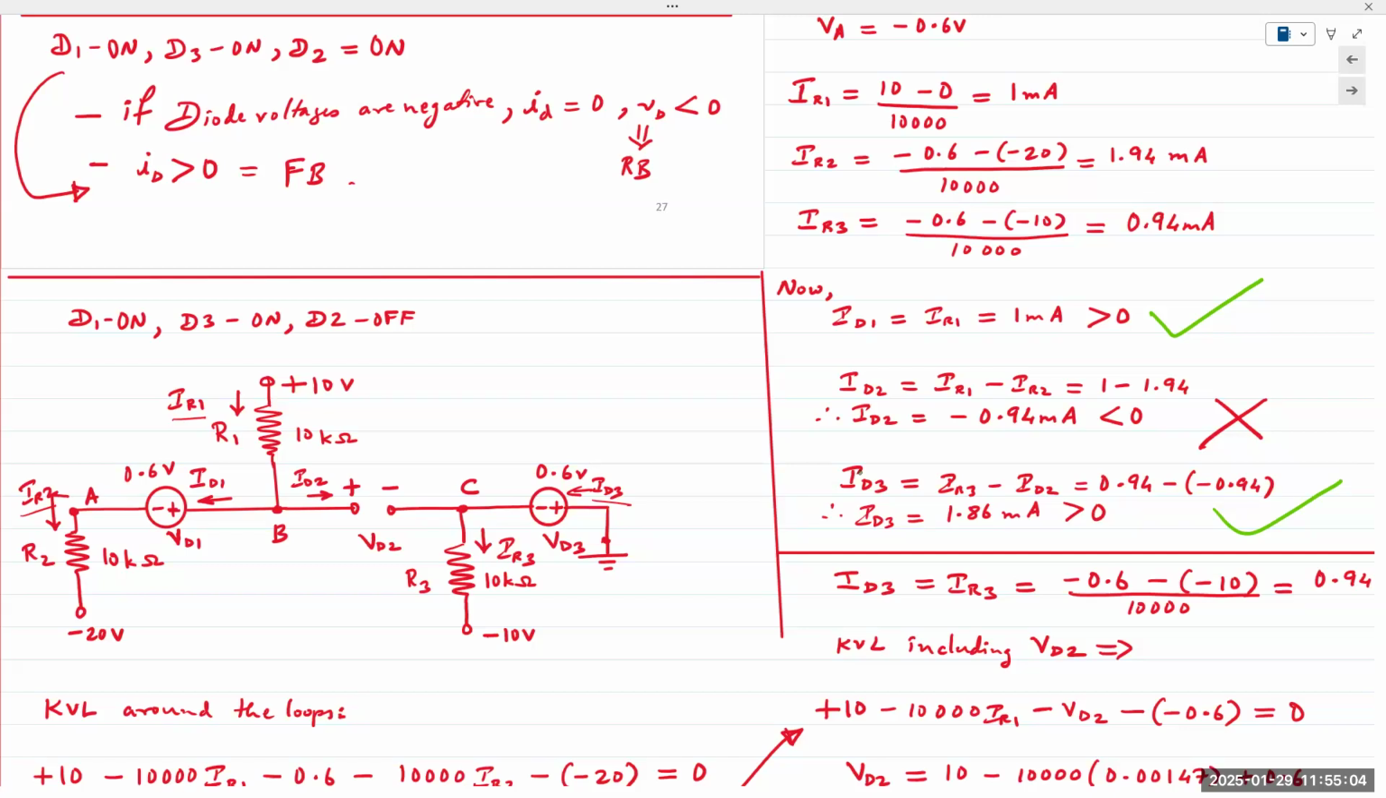But if even one diode is incorrect, you throw out the entire assumption. You simply cross a line through it. There are 7 more assumptions still to go.